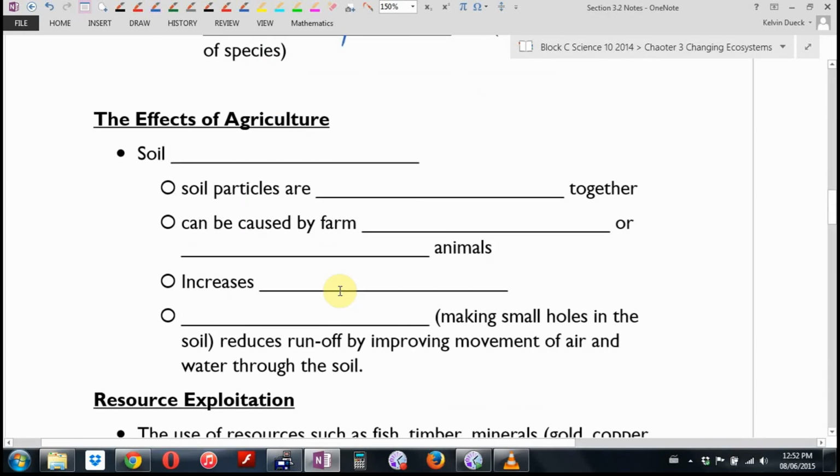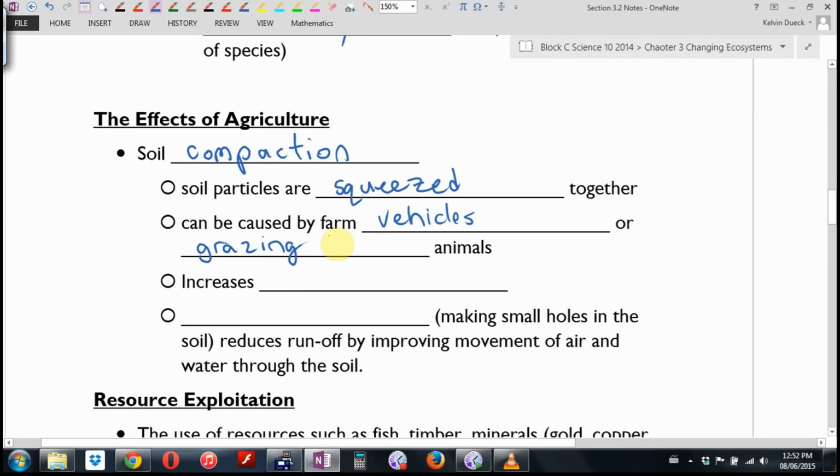Agriculture. Farming, which is very necessary for us to survive. Well, we have something called soil compaction. In a farm, the soil particles are squeezed together, compacted. How? It can be caused by farm vehicles, tractors and trucks, or grazing animals.